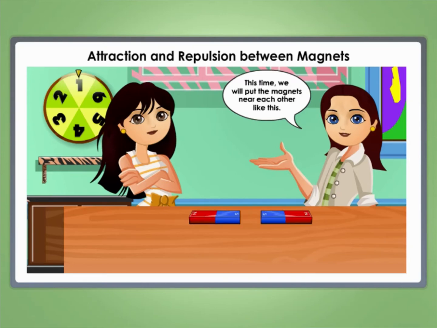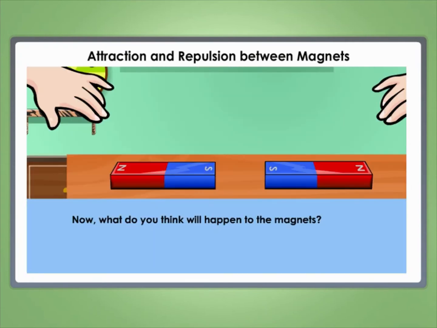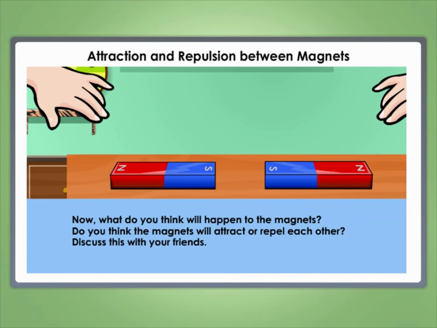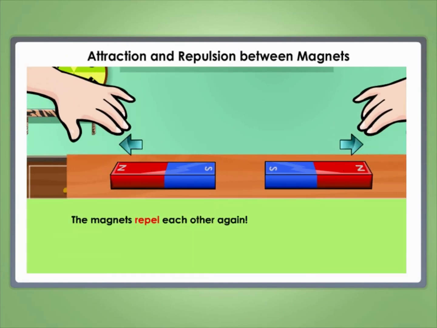Let's try that again. This time, we will put the magnets near each other like this. Now, what do you think will happen to the magnets? Do you think the magnets will attract or repel each other? Discuss this with your friends. Click on the magnets to see. The magnets repel each other again.